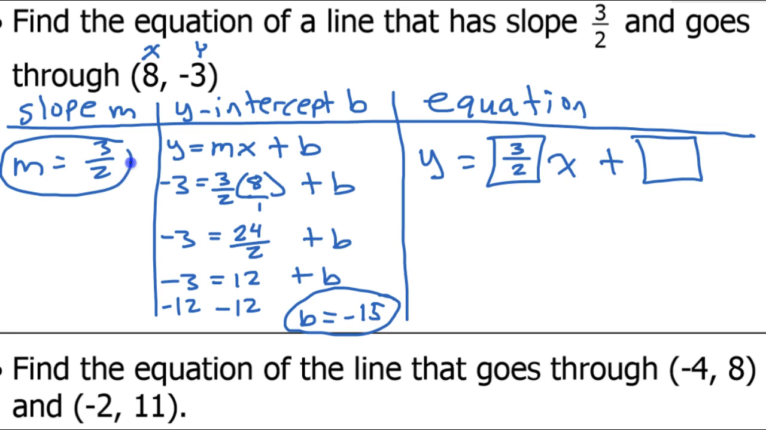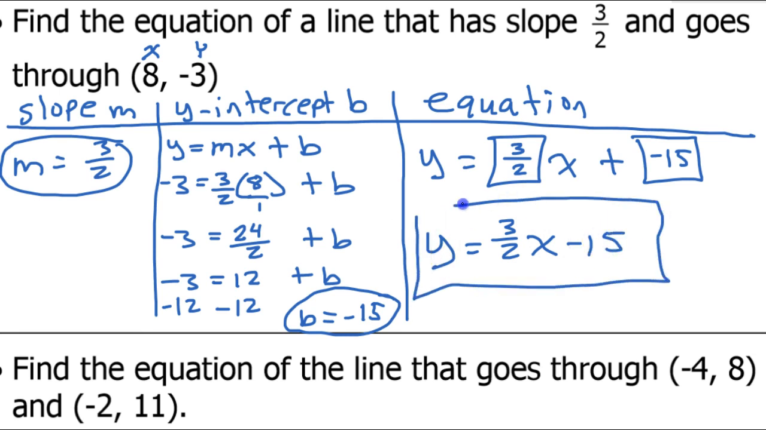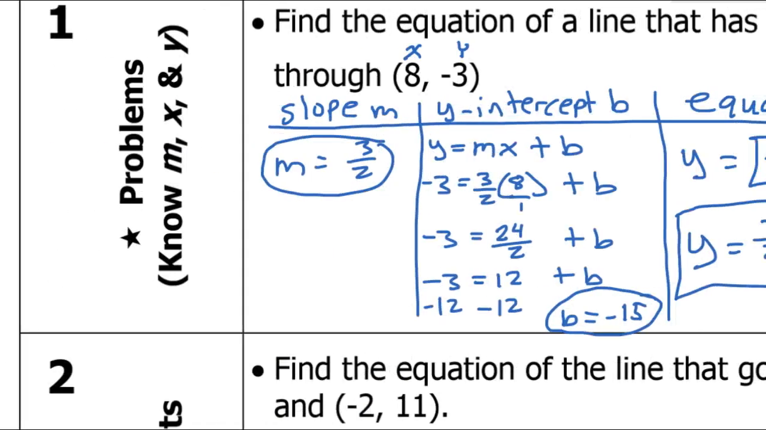Now I have the slope and I have the y-intercept. So the -15 goes right here. Now I'm going to write this a little more smoothly without the boxes and without the plus negative. Plus negative is just minus. So the final answer will be y is equal to 3 over 2x minus 15. That was problem number 1, part 1.